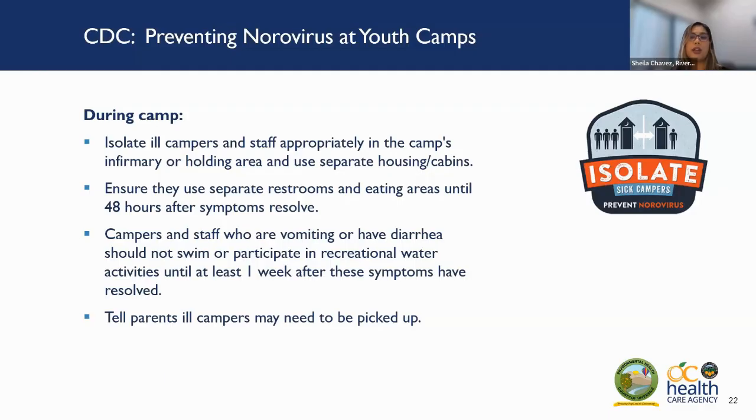During camp, the priority is quickly separating anyone who is ill to prevent norovirus from spreading. So if there are any ill campers and staff, then they should be isolated in the camp infirmary or a designated holding area, and when possible, placed in separate housing or cabins. And they should also use separate restrooms and dining areas. And these restrictions should remain in place until at least 48 hours after symptoms have completely resolved.